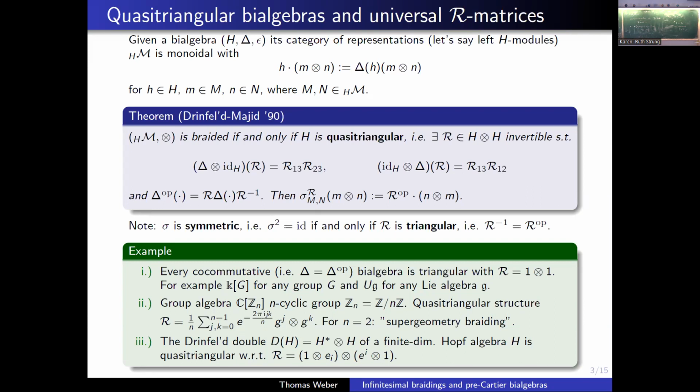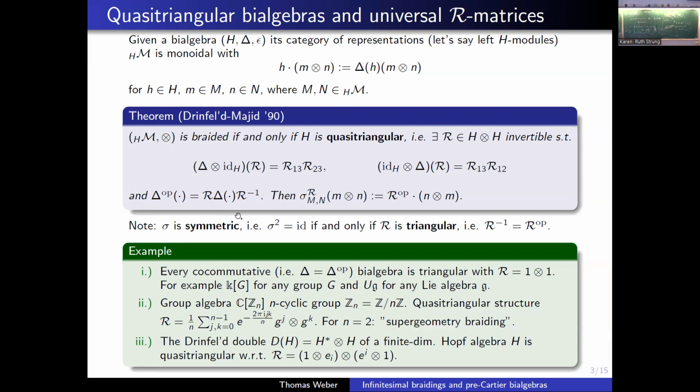In a similar way, I can act on the monoidal unit, which is K, your ground field, using epsilon. Then there is a well-known theorem by Drinfeld and Shnider, I would say, proven in 1990, saying that this monoidal category is braided if and only if H is a quasi-triangular bialgebra, meaning that I find this element R in H tensor H, as is written here, which satisfies 3 properties, 1, 2, 3, and it should be an invertible element.